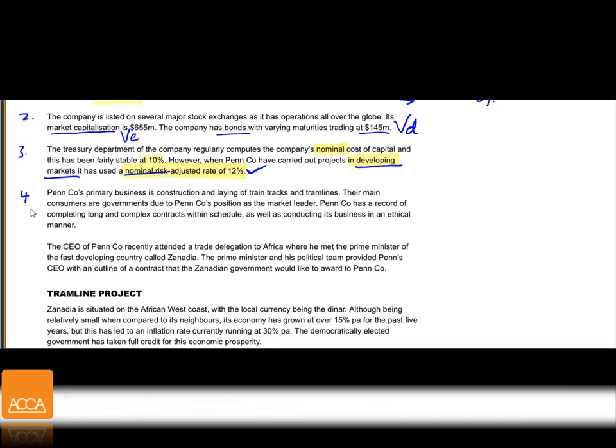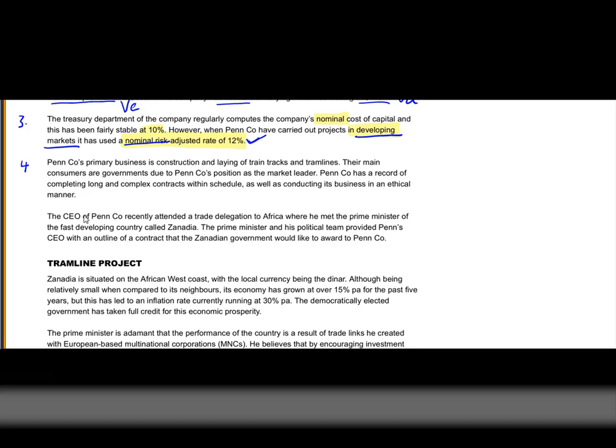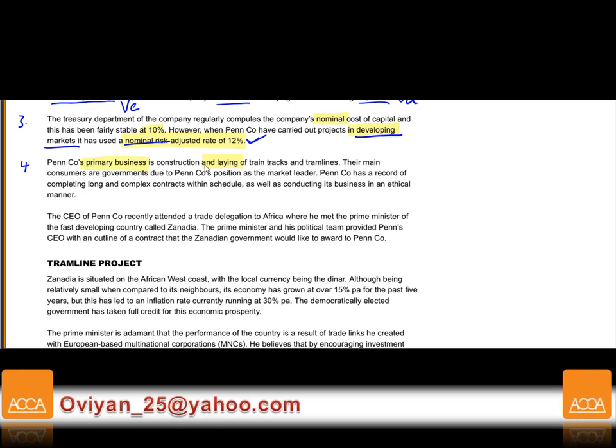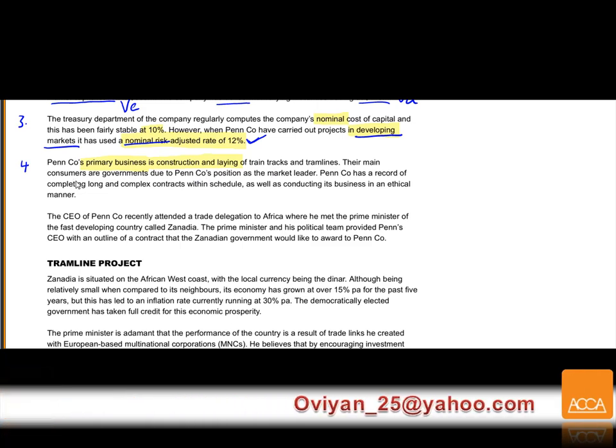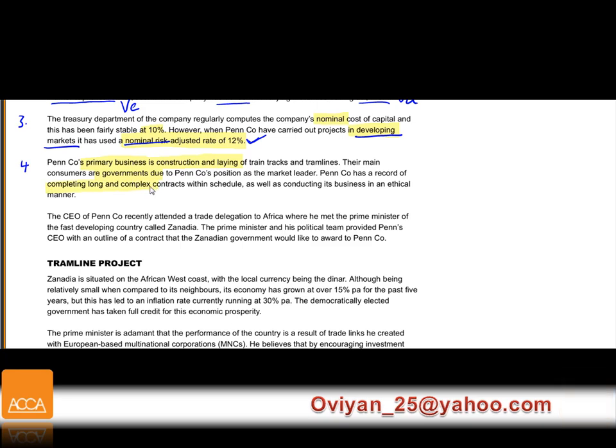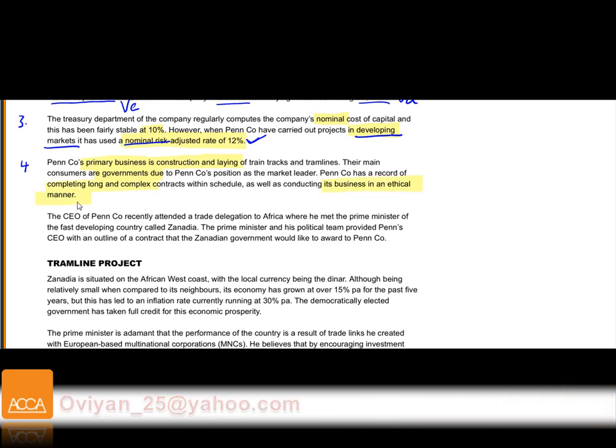Okay, so fourth paragraph here. Penn Company's primary business is the construction and laying. Now this is a very important word. Their existing main business is construction and laying of train tracks and tram lines. Their main consumers are governments, due to their position as market leaders. Penn is a market leader and most governments give them jobs. Penn has a record of completing, that means they are a very good reputable company, and they do it in an ethical manner.